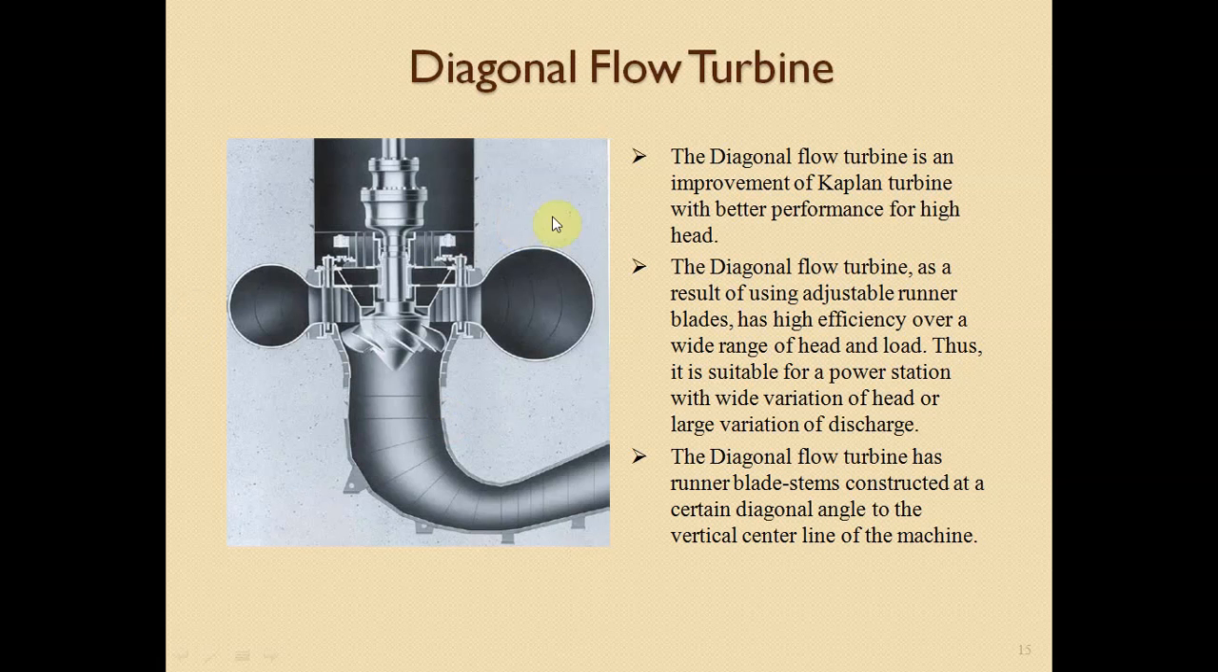So, the diagonal flow turbine. The diagonal flow turbine is an improvement of the Kaplan turbine with better performance at high head. The diagonal flow turbine, as a result of using adjustable runner blades, has high efficiency over a wide range of head and load. Thus, it is suitable for power stations with wide variations of head and large variations of discharge. The diagonal flow turbine has runner blades set at a certain diagonal angle to the vertical center line of the mechanism.